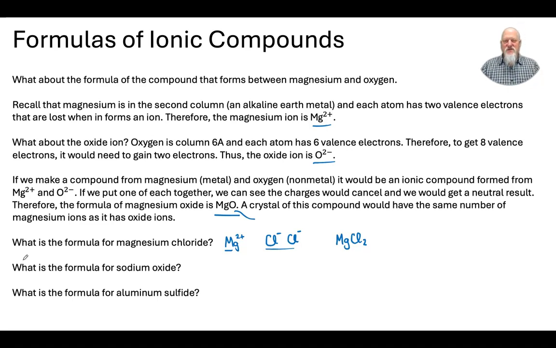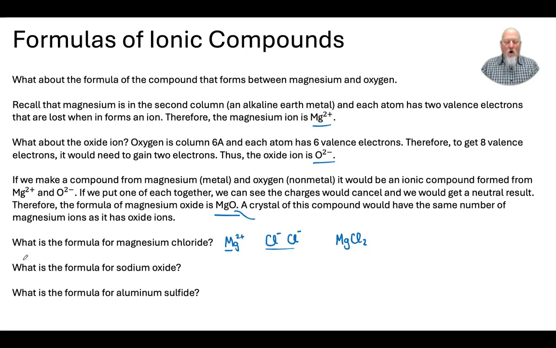And that subscripted 2 means that for every 1 magnesium, because there's only 1 magnesium, there's no subscript on magnesium, so it means there's 1. For every 1 magnesium, there's 2 chloride ions. Okay, so in a crystal of magnesium chloride, I'd have 1 magnesium ion for every 2 chloride ions. So if the crystal had 1,000 magnesium ions, it would have 2,000 chloride ions.